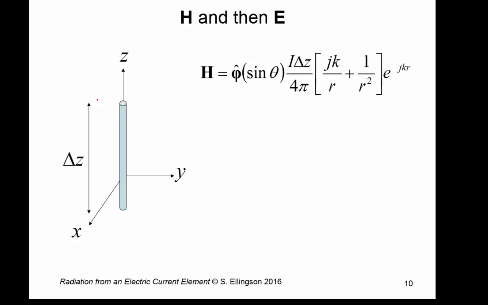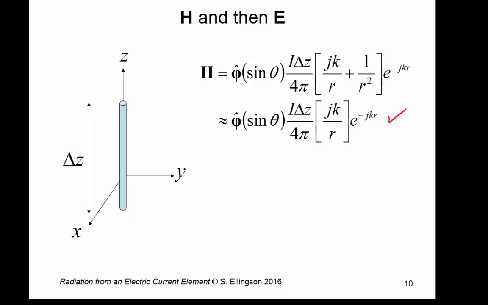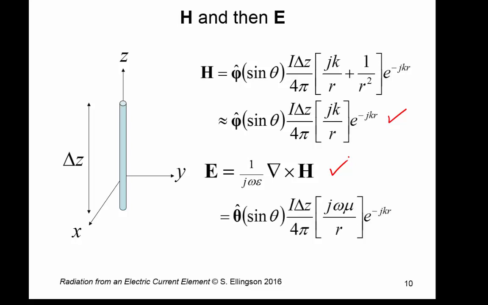Okay, now I've got H. I've simplified it using the approximation identified in the previous slide. To get E, I take the curl of H. Just keep in mind, this is the second time we've had to take the curl, so this is getting a little bit onerous mathematically. Here's the appropriate Maxwell's equation that gives us E from H in general.